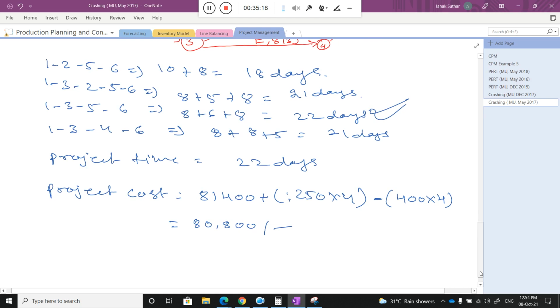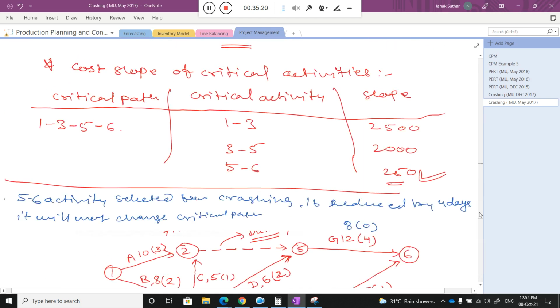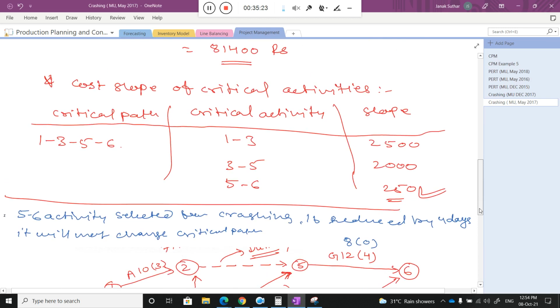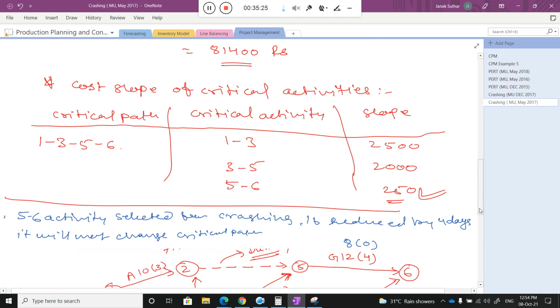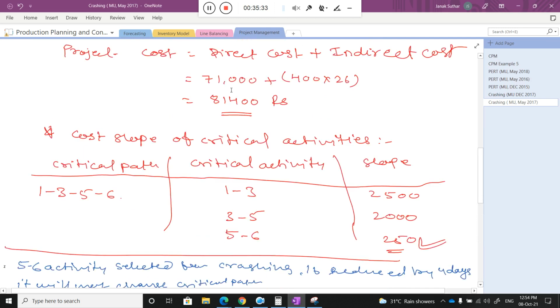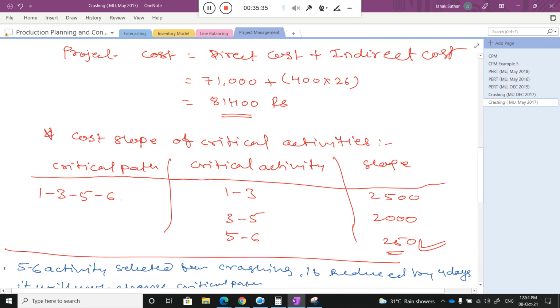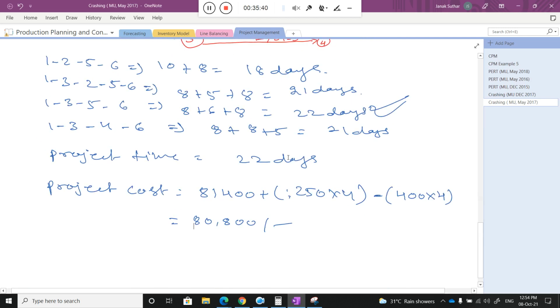Try to see here, the general statement I gave in my previous session: if I reduce the project time, then the project cost will increase. But what happened here? Here the cost is 81,400 in 26 days. I reduce the days. Now the project time is 22 days and my project cost has also decreased. Why? Anyone who can answer? Why are both reduced?